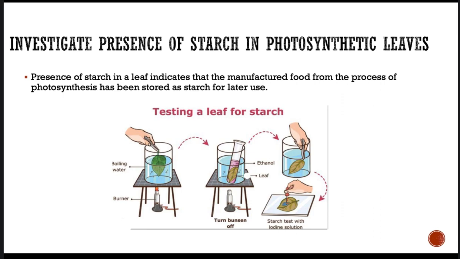Starch is more compact and more convenient to be stored than the food being manufactured during photosynthesis right away. Why? Because it's not going to interfere with the osmotic potential of the cell, and it's more compact to be stored. So the procedure involves that you place the leaf in boiling water.